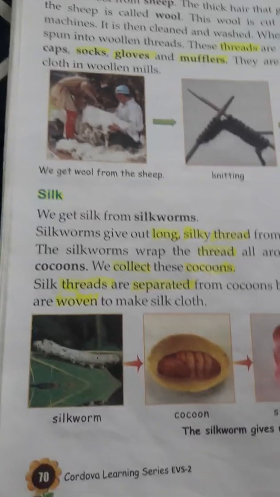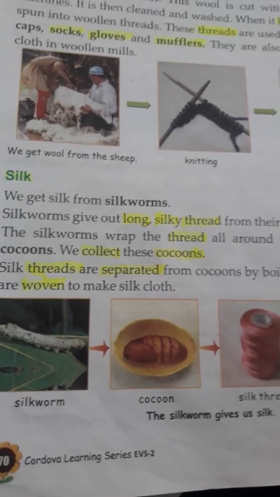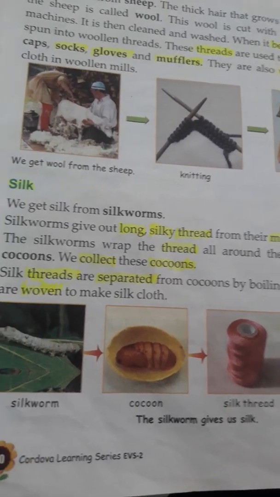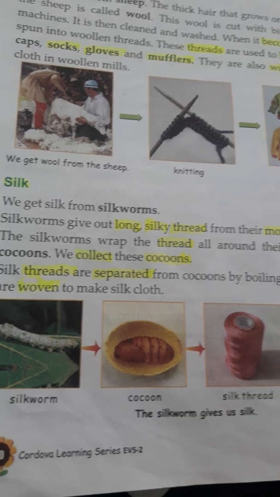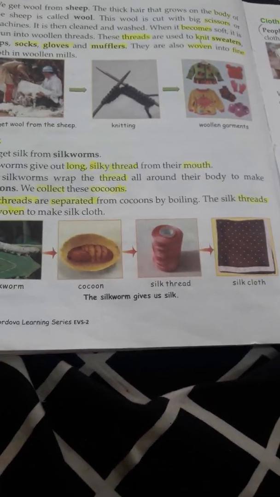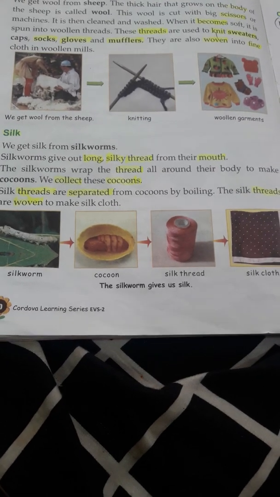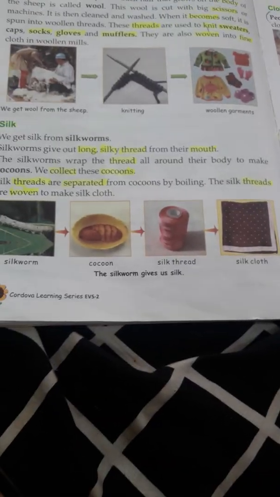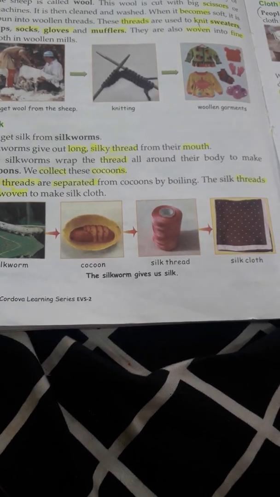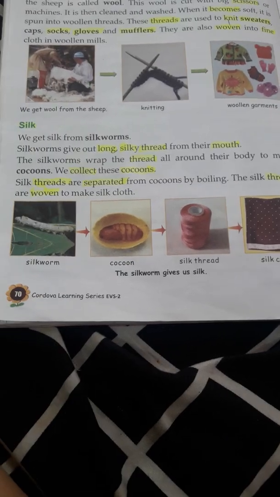Now, silk. We get silk from silkworms. Silkworms give out long, silky thread from their mouth. The silkworms wrap the thread all around their body to make cocoons. We collect these cocoons. Silk threads are separated from cocoons by boiling. The silk threads are woven to make silk cloth. So from silkworms we get silk threads, which are used to make silk clothes.